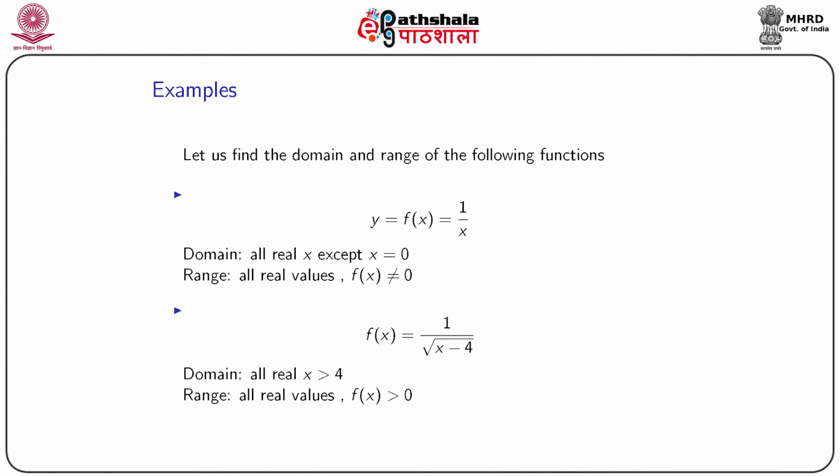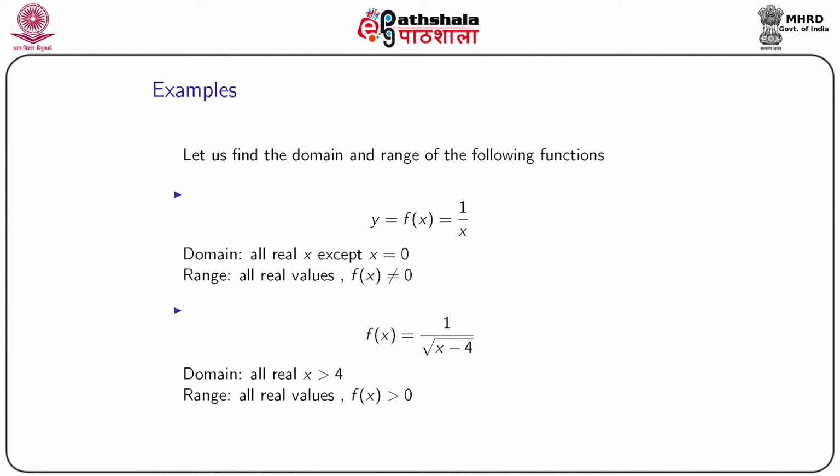Suppose the function is the reciprocal function y = f(x) = 1/x. Now if you are asked to find the domain and range, it's not very difficult to obtain. Now this function 1/x is valid for every value of x, I am talking about real values, except x = 0. If x = 0, then this function is not defined. So the domain will be all real x except x = 0. Now the range will be the same, all real values, but f(x) cannot be 0 because x is all real except 0.